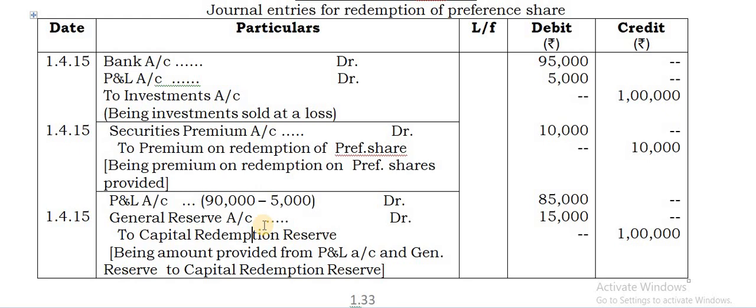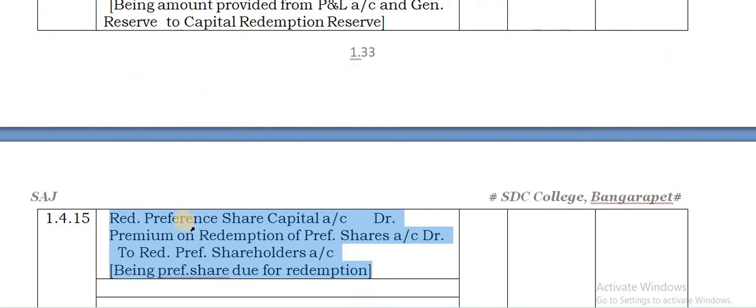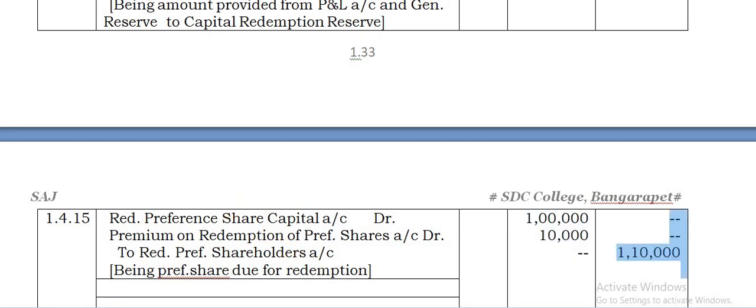The fourth stage for actual redemption. So take the entries, 2 entries as regular there. Redeemable preference share capital account debit. Premium on redemption of preference share account debit. Give a credit to preference shareholders account. So 1 lakh plus 10,000, that gives you 1,10,000 being taken there.